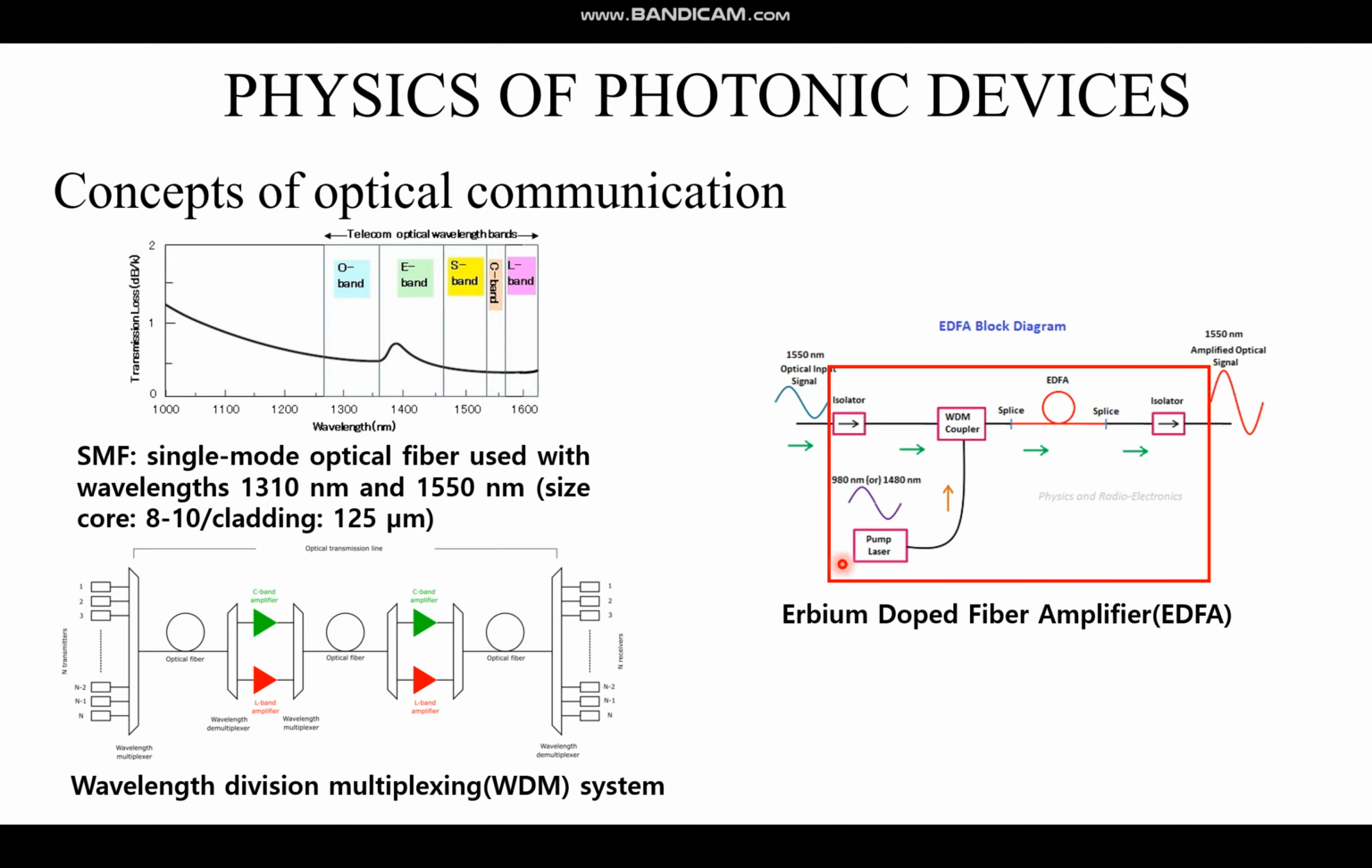And here is the erbium doped fiber amplifier system structure. Here are the pump lasers. We usually use 980 nanometers, and the pump laser pumps the erbium doped fiber. And here are the isolators. Isolators determine the direction. So the signal comes into the erbium doped fiber amplifier, and the amplified signal comes out. So this is the concept.